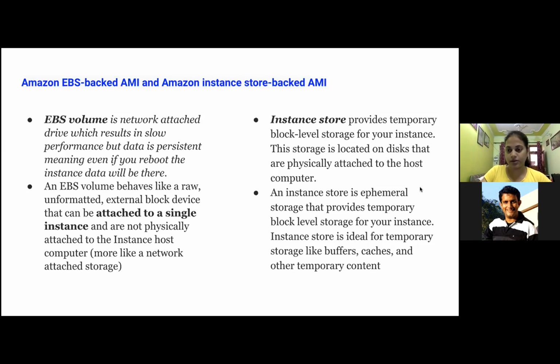Okay, so whatever I have told is here. An EBS volume behaves like a raw unformatted external block device that can be attached to a single instance and is not physically attached to the instance host computer, but instance store volumes are directly attached to your host computer. So where can you use instance store? Whenever you have something related to buffer caching or some temporary content you want to store for your application, there you can leverage the instance store you get with the Amazon instance store backed AMI. But anything you want for the longer run, anything you want to persist, go ahead and choose EBS volume.